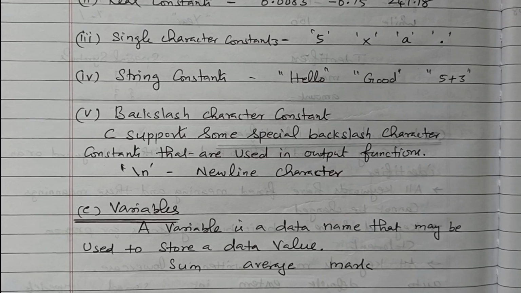So in this video, we discussed the C tokens. There are 6 types of C tokens. We will discuss them in detail.